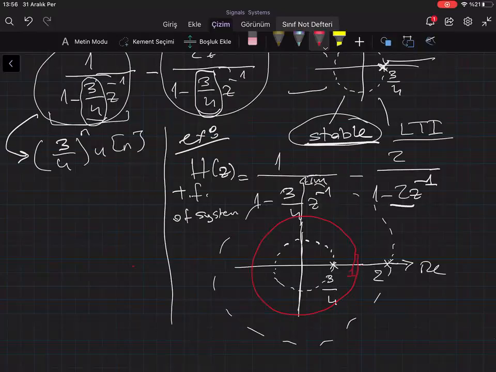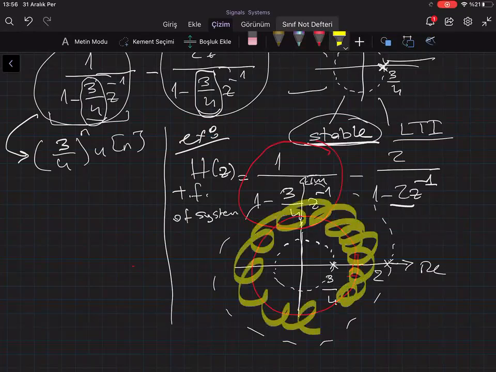So for this ROC to include the unit circle, how should this sequence be? Left-sided or right-sided? Outside, right. Inside, left. Outside, right. Inside, left. Okay? Because I need to shade this part as my region of convergence.